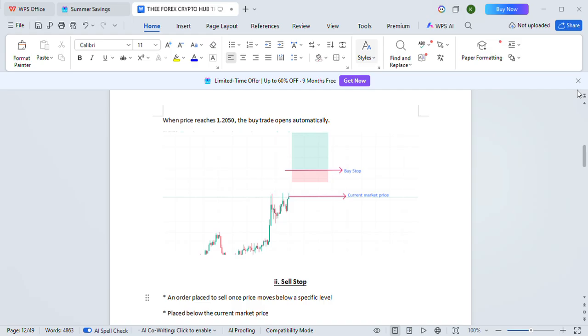It might open and drop to that level and then give a little bit of a buy, and then sell further, but we'll see how it goes.